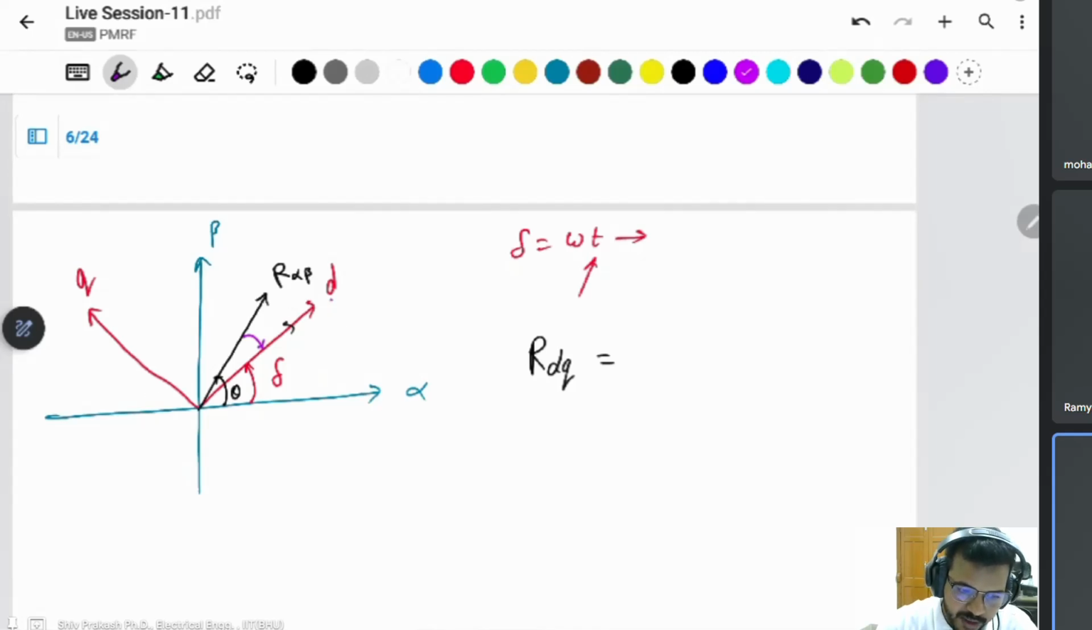Simply if q is taken as 0, then if you want this one d axis, then what is it? This one will be alpha beta magnitude, and the angle difference between them is theta minus delta. Same thing, e to the power minus j (theta minus delta). With respect to the axis, the angle difference between them is delta only. If you take about the alpha beta, but if we talk about this one, the difference between them is theta minus delta.